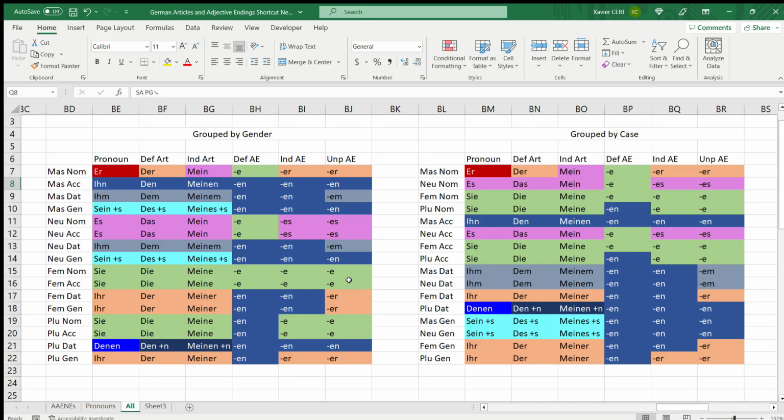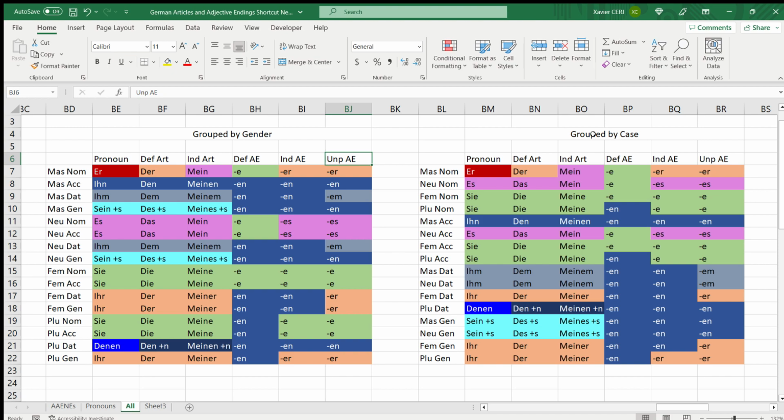German is a bit complicated, just a bit. Here we have all of the pronouns, definite articles, indefinite articles, definite adjective endings, indefinite adjective endings, and unpreceded adjective endings for all of the genders in all of the cases. Now, this might seem daunting. This might seem like it's just inconsistent and there's absolutely no trends and absolutely no way of figuring things out.